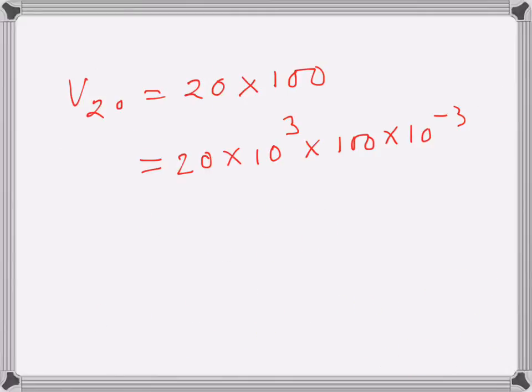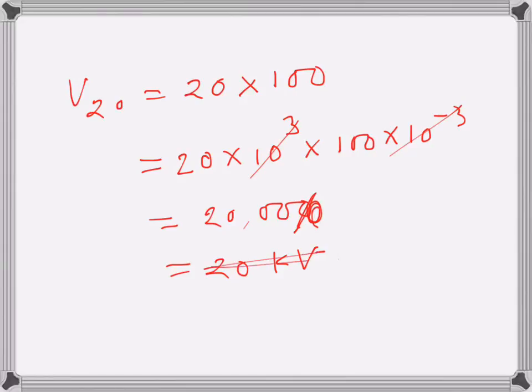So basically these two get cancelled, so we have 20, or 20 kilovolt, that's the voltage drop across the 20 kilo ohms resistance. Sorry, that's a mistake there, it's actually 2000, so it becomes 2 kilovolt. 20 times 100 is 2000.